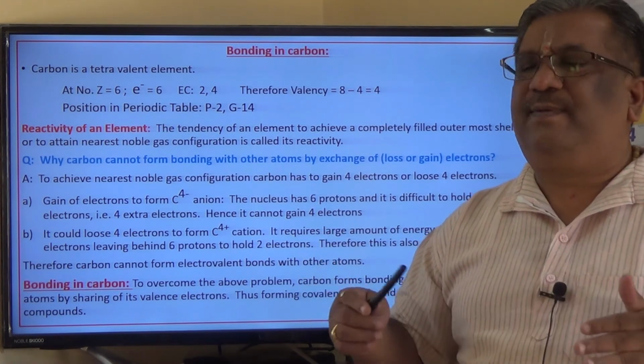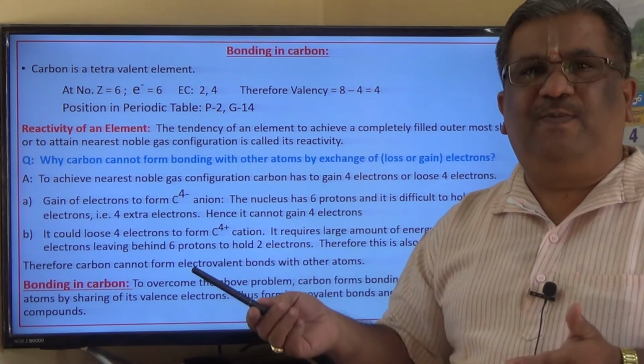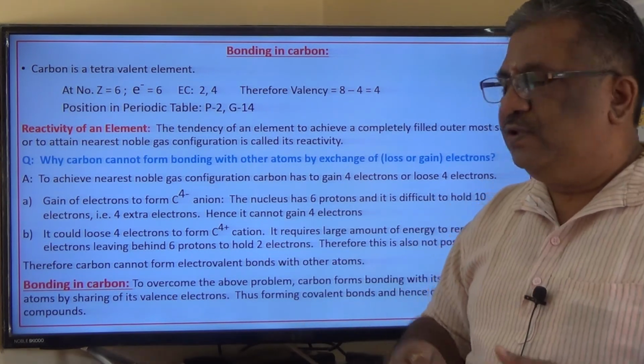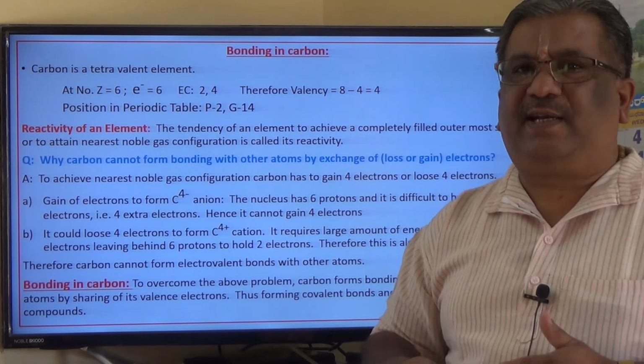What I can say is, most of the elements apart from the noble gases and nitrogen, etc., are reactive in nature. So what do you define? How do you define that reactivity?